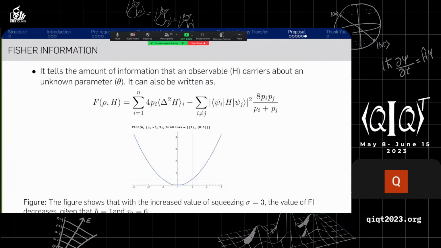The figure shows that with the increased value of sigma, we have used the plot for sigma equal to 3. The value of the Fisher information decreases as we increase the squeezing parameter. Overall, the work is under progress, so more technicalities of the work are not discussed here.